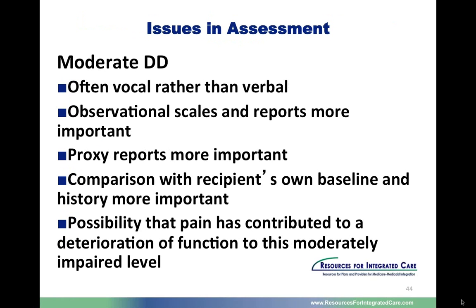On the other hand, somebody who is moderately developmentally disabled, if there is a verbal expression of pain problems, it's more likely to be vocal expression, like non-word syllables, moaning, whimpering, even screaming, than actual words. Here, we think that observational scales could be more important because the person is less able to tell us about the pain they may be experiencing.